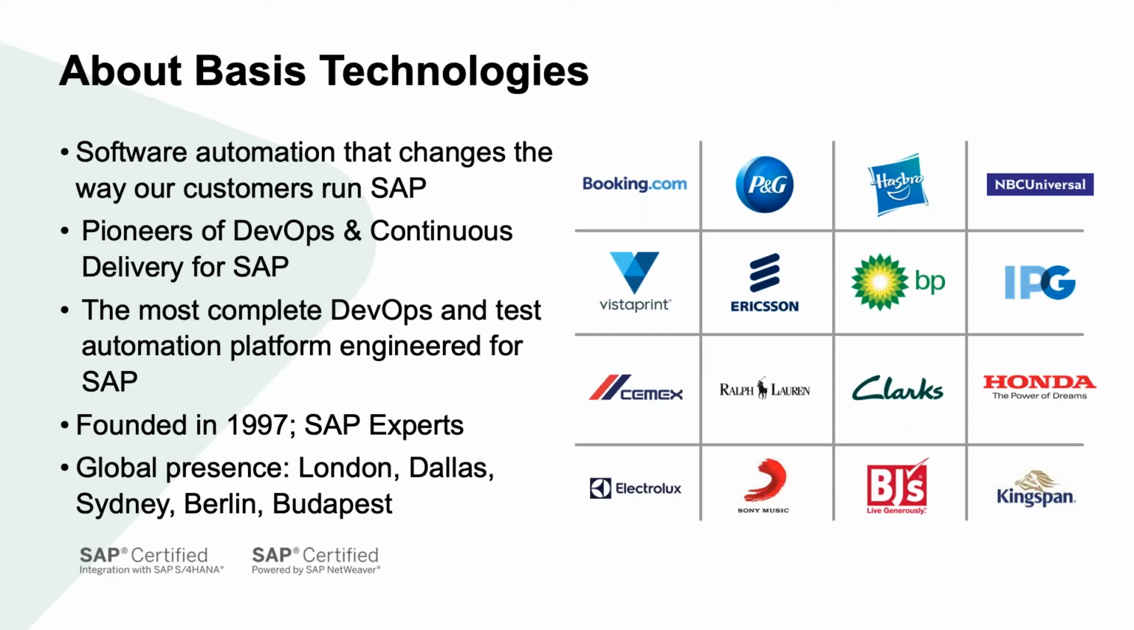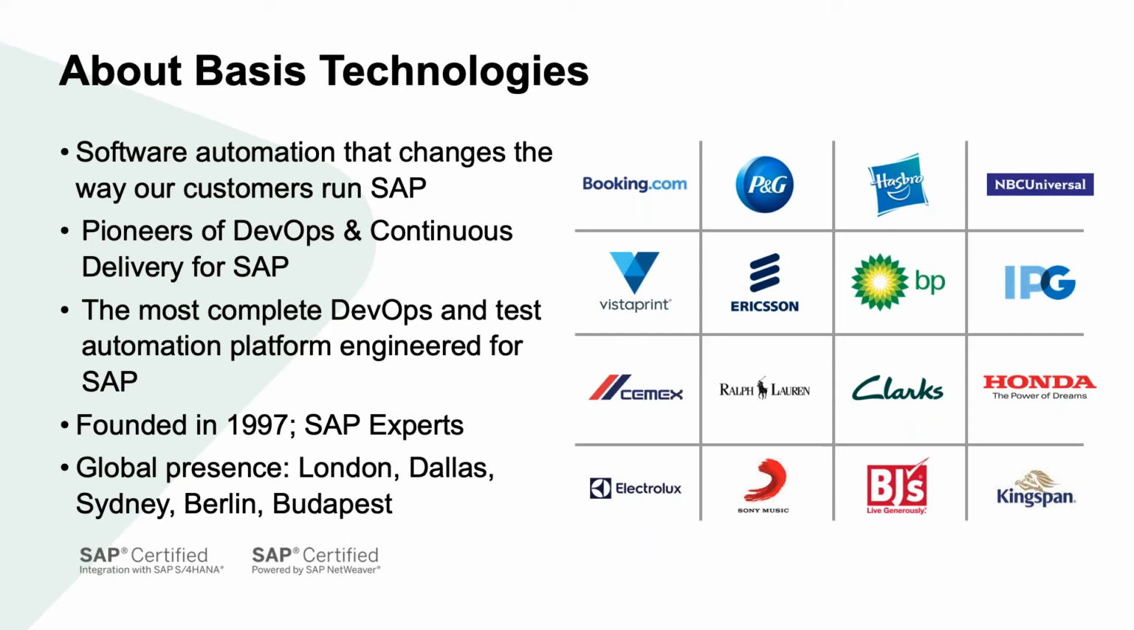So at Basis Technologies, we create software automation that helps our customers to change the way they manage, adapt, and maintain their SAP systems. We do that by helping them to bring concepts like DevOps and continuous delivery into SAP through our DevOps and test automation platform that is specifically engineered for the architecture of those SAP systems. And we've been doing this a long time now, founded nearly 25 years ago, and really we're SAP experts. Our products are only designed to work in SAP, that's all we do.